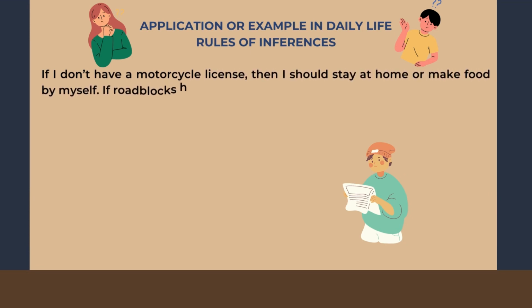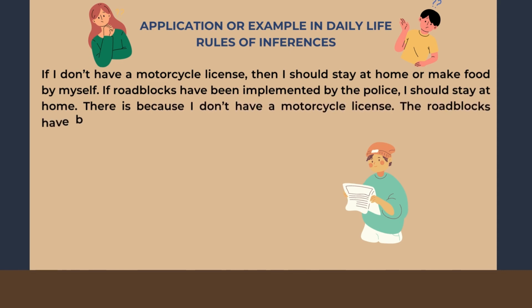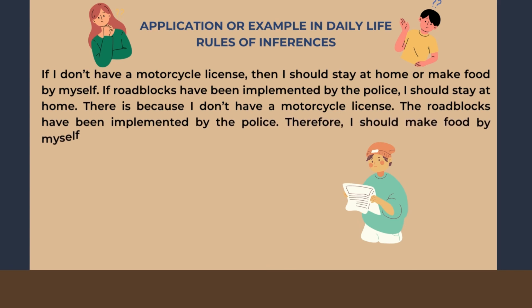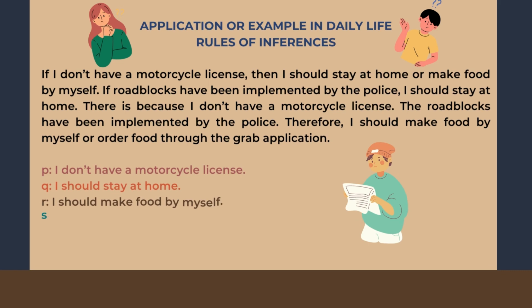For application, we make P, Q, R, S, and T a set of variables for each statement built. P, I don't have a motorcycle license. Q, I should stay at home. R, I should make food by myself. S, a roadblock has been implemented by the police. T, I should order food through the Grab application.